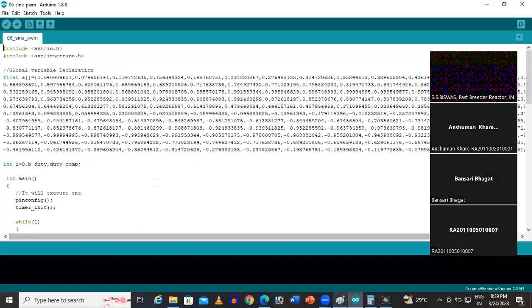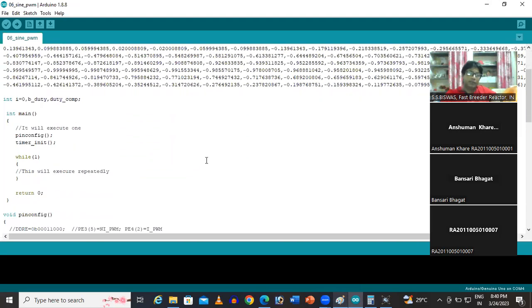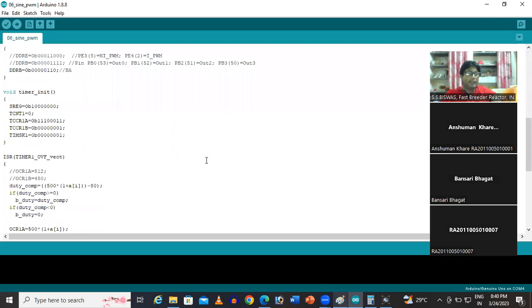But the only thing is, in the earlier code, our duty cycle was fixed. But here, at every PWM cycle, the duty cycle will be updated, which is a function of sine theta. That is called sine PWM. Okay. All other things are the same.